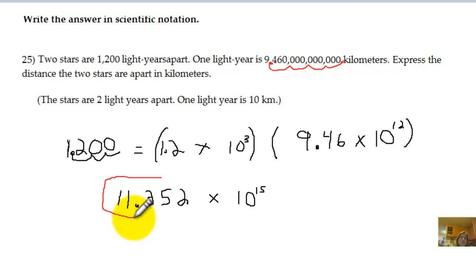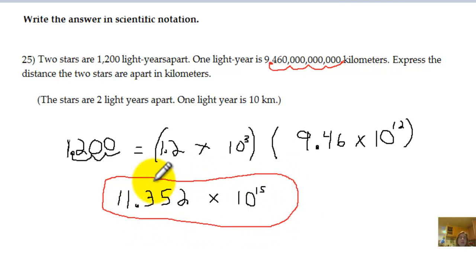If you were to take this number and make it in standard notation, you would have to move this decimal 15 places over, and you'd have a very large number. But that makes sense, because if 1 light year is 9, what is this? This is millions, billions, trillions. If it's 9 trillion kilometers, just 1 light year, and you've got 1,200 light years, you're going to take the number 9 trillion times 1,200. You're certainly going to have a very large number.